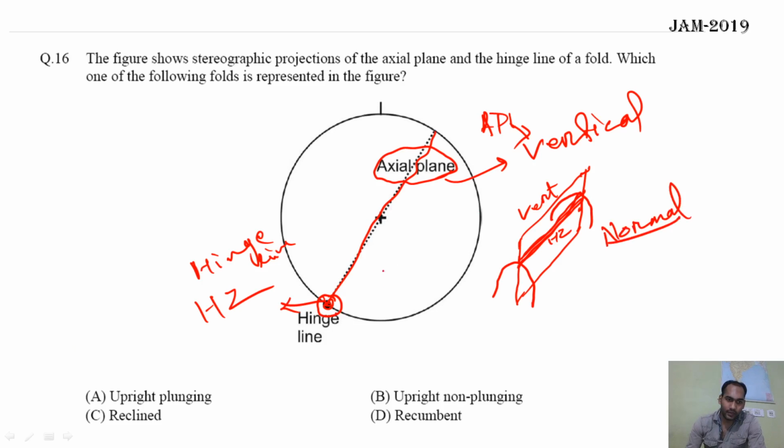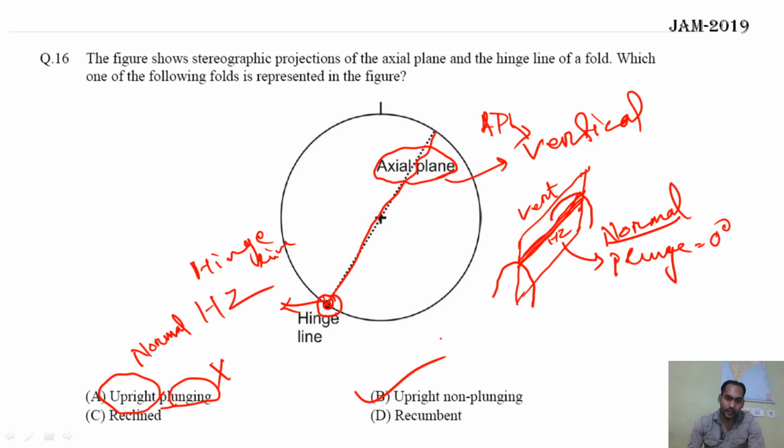Okay, so which option? Upright plunging? No. Upright means normal. But it is plunging. Here it is given plunging, but the hinge line is at 0 degree. The plunge is horizontal, which means the plunge is 0 degree. That means non-plunging, so it is not the answer. Upright non-plunging is the answer.